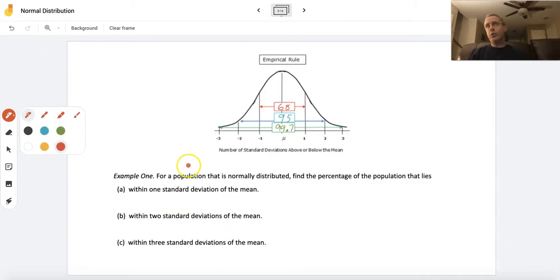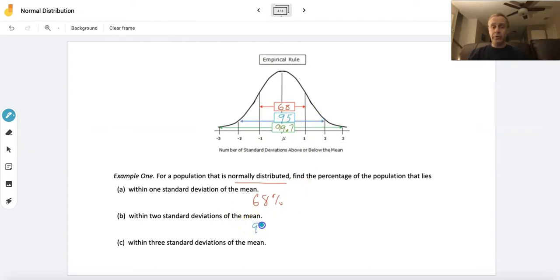Now as you work on problems where you're dealing with normally distributed data, these percentages are going to play a key role in answering those problems. So if you have a question like example 1 here: for a population that is normally distributed, find the percentage of the population that lies, A, within one standard deviation of the mean. That's this interval here, so that will always be 68% of your data. And then the percent of the population that lies within 2 standard deviations of the mean, I'll do this in blue. This falls from 2 standard deviations below to 2 standard deviations above.